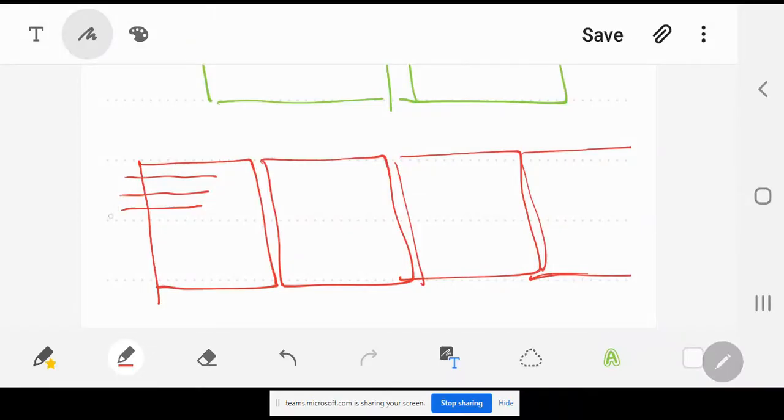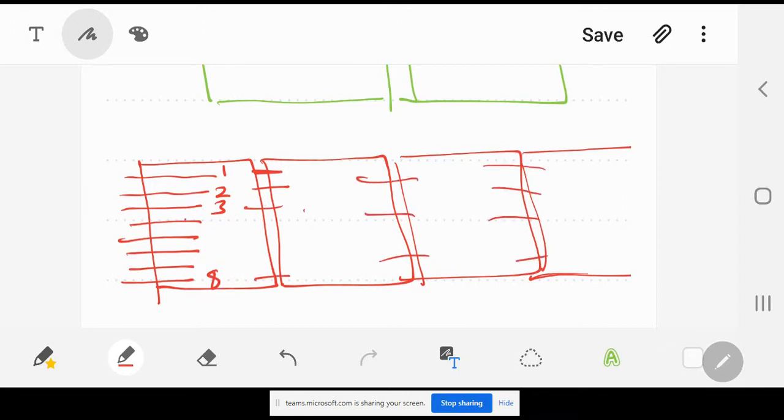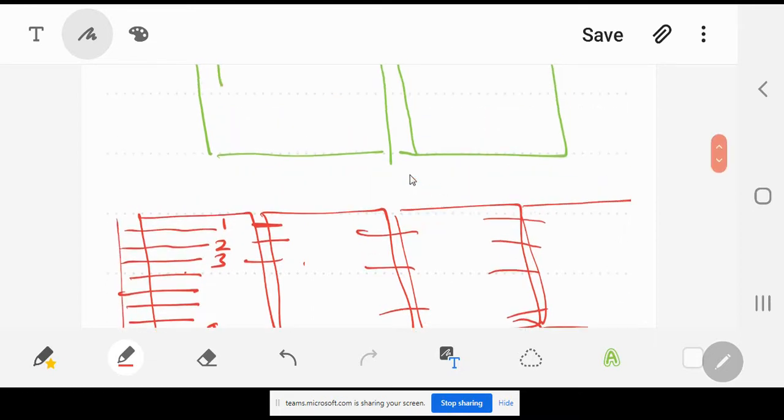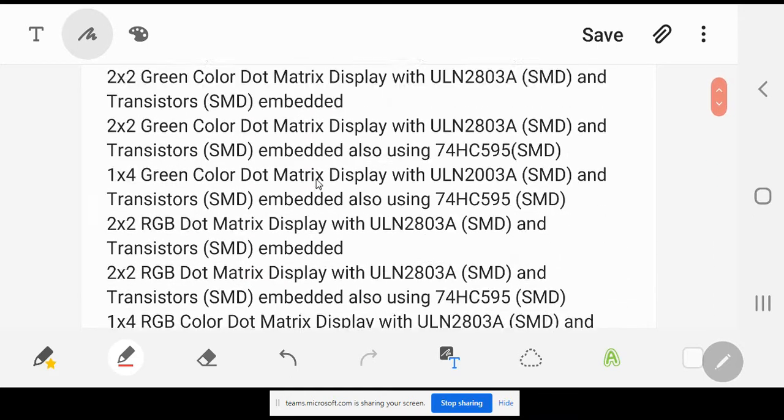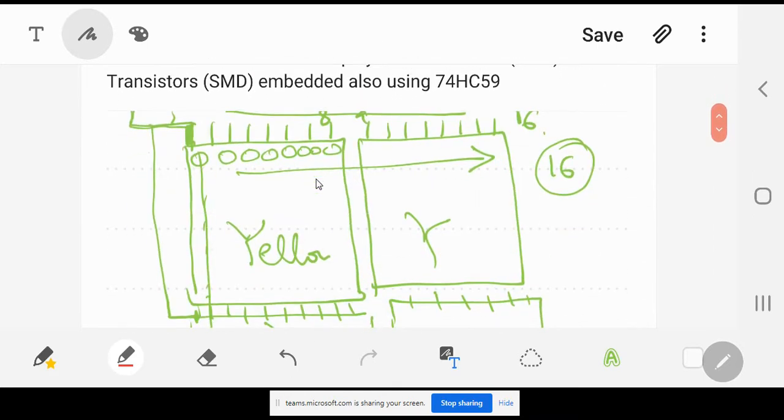This is 1, this is 2, this is 3, then 4, then 5, then 6, and 7, and then 8. So in this way you are having 8 rows. Now since they are arranged in rows, you are going to connect this one with one, this second dot matrix with this one, then third with this one, and similarly all of these are going to be connected row wise with all the same transistors, just like you have done for a 2 cross 2 yellow dot matrix, because that was arranged column wise.